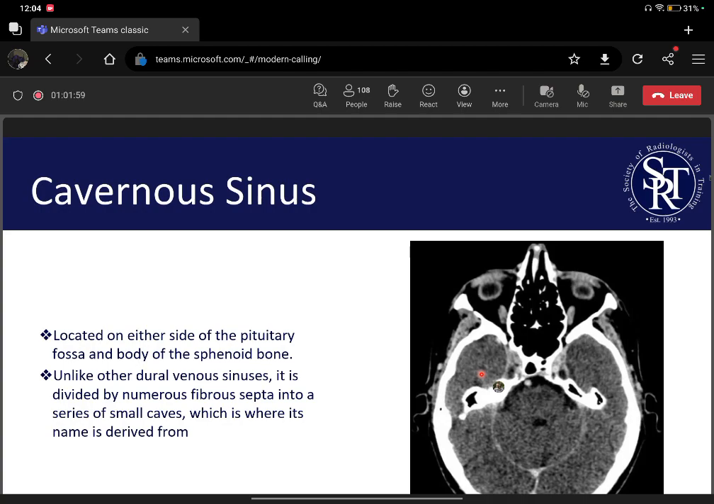So this is the cavernous sinus over here and over here on either side of the pituitary fossa. This arrow is pointing to the left cavernous sinus, and this arrow is pointing to a structure within it that is actually an artery. You can see it's thick, it's bright, and that is the cavernous segment of the internal carotid artery, which Alisa showed you earlier.